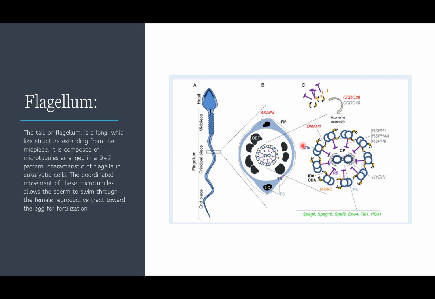So it's motile, right? The flagellum is a long whip-like structure extending from the midpiece, and it's composed of microtubules in a 9 plus 2 pattern, characteristic of flagella in eukaryotic cells, right? The coordinated movement of these microtubules allows the sperm to swim through the female reproductive tract towards the ova for fertilization, right? So we have that there.